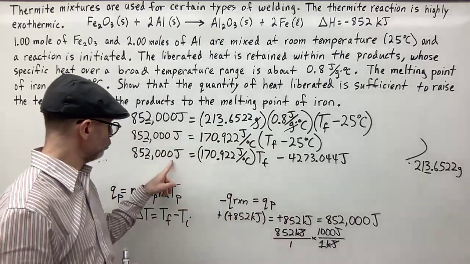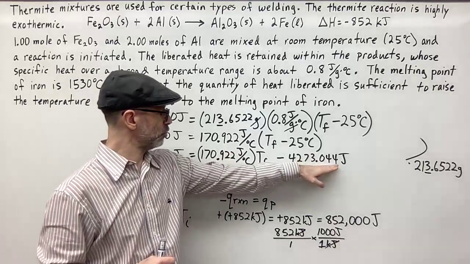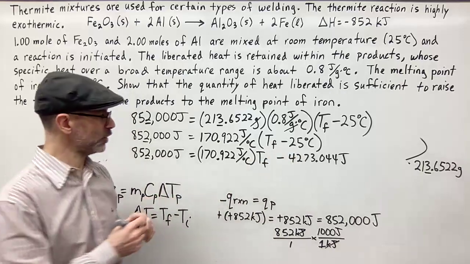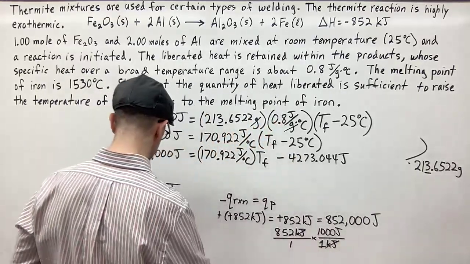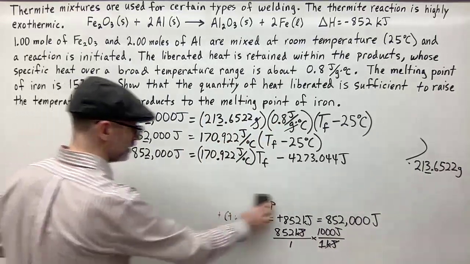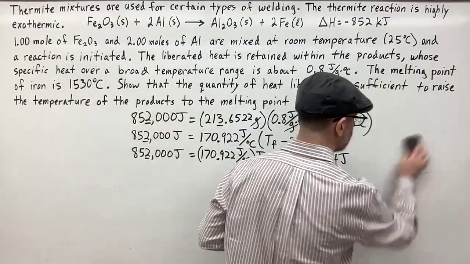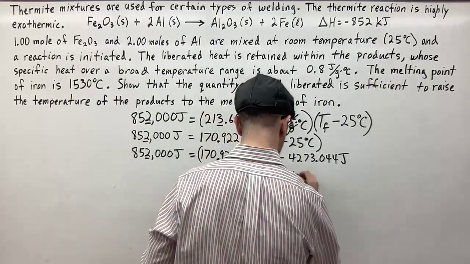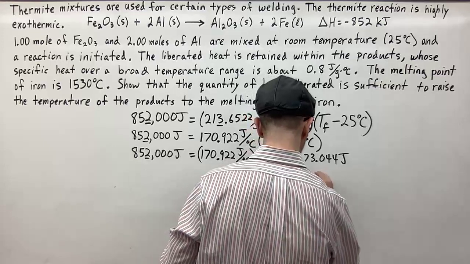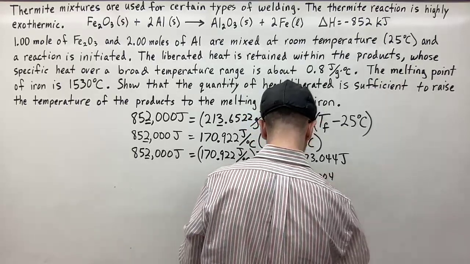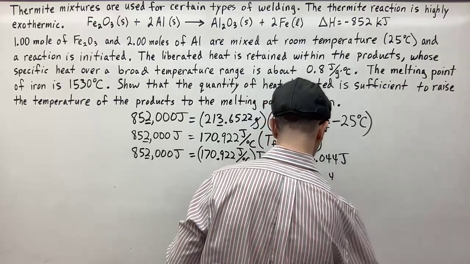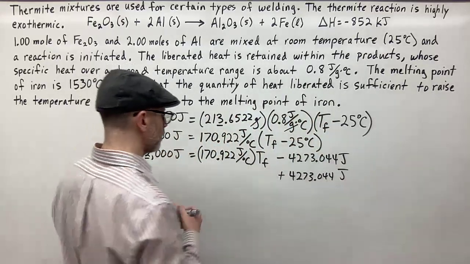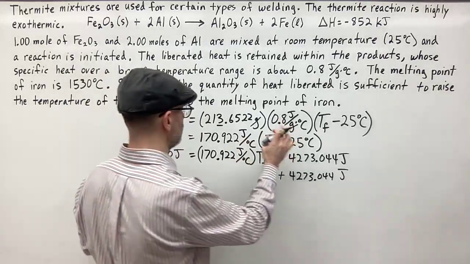Okay, so here I have joules. Here I have joules over degrees Celsius. Here I have joules. So now that I have joules over here, I'm going to combine like terms. I need to get like terms together. So that means I'm going to erase all of this because I don't need this. Get this out of the way. So I'm going to add 4,273.044 joules. Okay. And by the way, let's take care of sig figs here.